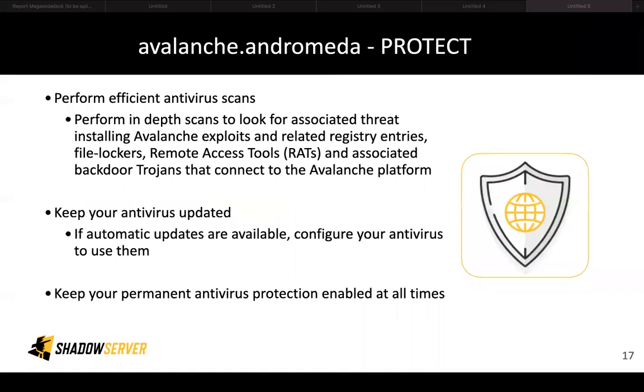Avalanche Andromeda, protect. Steps to take to protect from Avalanche Andromeda are as follows. Perform efficient antivirus scans. Perform in-depth scans to look for associated threats installing Avalanche exploits and related registry entries, file lockers, remote access tools, RATs, and associated backdoor Trojans that connect to the Avalanche platform. Keep your antivirus updated. If automatic updates are available, configure your antivirus to use them. Keep your permanent antivirus protection enabled at all times.